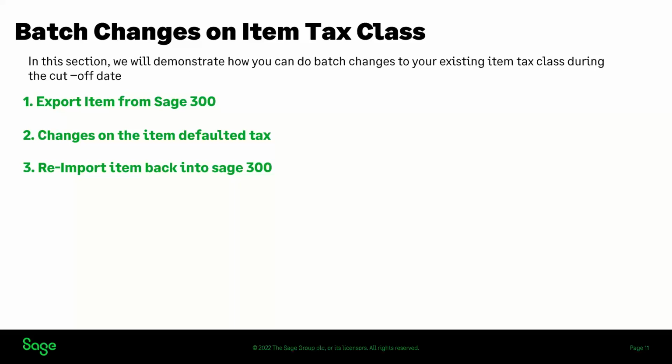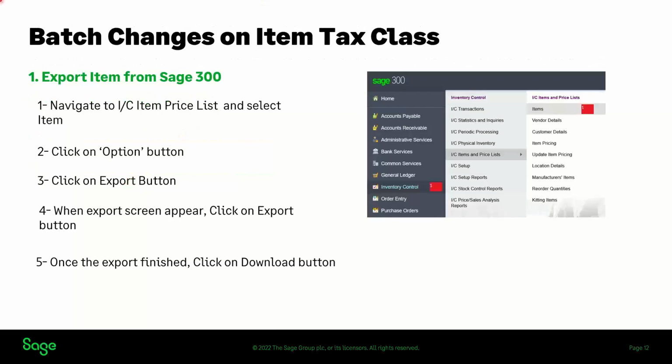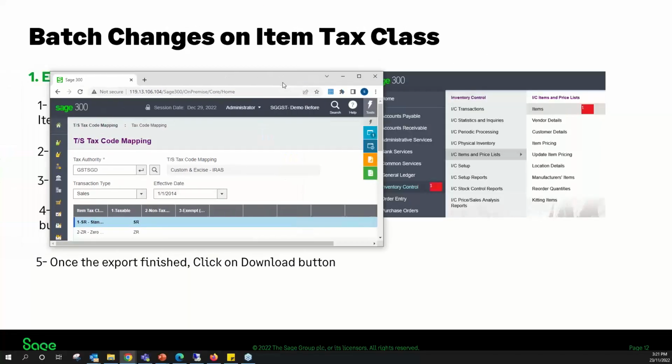So now I will teach you how you can do batch changes so that it will require less effort from your side. To do batch changes, this is basically the step that you need to follow. First, you will have to export your items from Sage 300, and once you download it, you will have to change the item default tax. Then once everything is done, you will need to re-import your items back into Sage 300. I will demonstrate to you straight away from the Sage 300 web system.